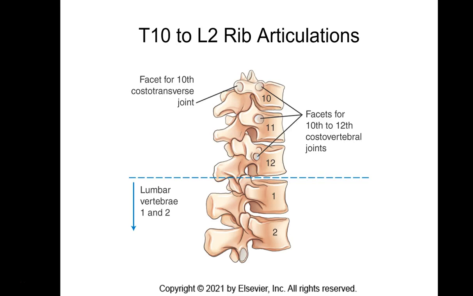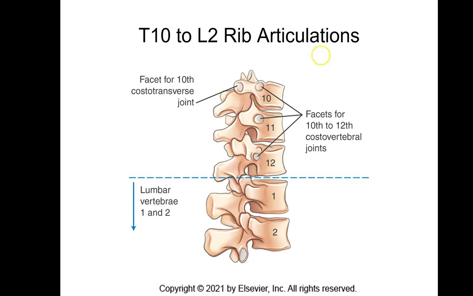So, as the first 10 pairs of ribs arch posteriorly from the 10 vertebral bodies, the tubercles of each rib articulate with one transverse process to form a costotransverse joint. But ribs 11 and 12 are exceptions. They only have articulations with the vertebral body at the head of the rib. They do not have costotransverse joints.